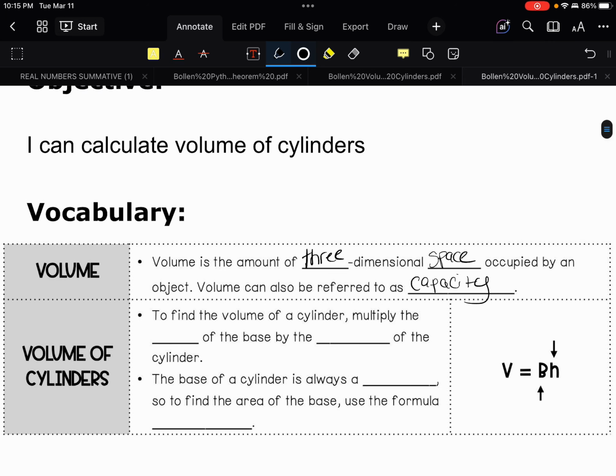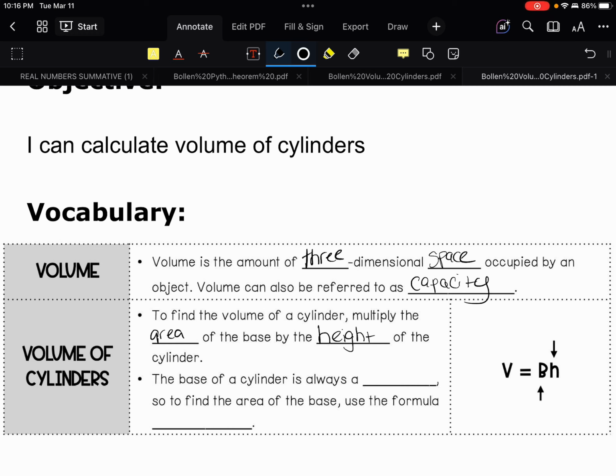So to find the volume of a cylinder, you would multiply the area of the base by the height of the cylinder. A lot of times we talk about volume as length times width times height. Well, the length times the width is our normal formula for area, and then times the height of a rectangular prism. So we're going to do the same thing here with the area of the base.